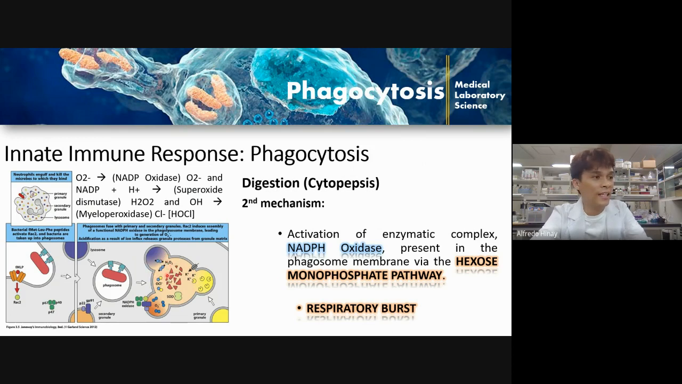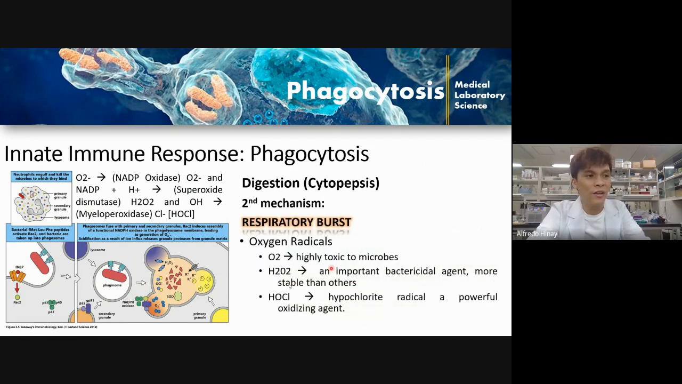So you have your hydrogen peroxide, then you have your SOD, and then you have your O2 negative, and then you have your OCl. These are oxygen radicals that are very toxic to the organism. And the activation of your enzymatic complex, your NADPH oxidase, in the phagosome membrane via the hexose monophosphate pathway, we call that one respiratory burst. Examples of oxygen radicals: you have your oxygen that is highly toxic to your microbes. You have your hydrogen peroxide, an important bactericidal agent, but more stable than others. And then you have your HOCl, hypochlorite radicals, a powerful oxidizing agent.